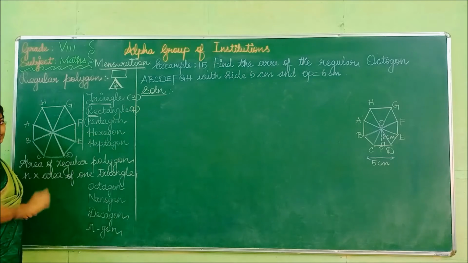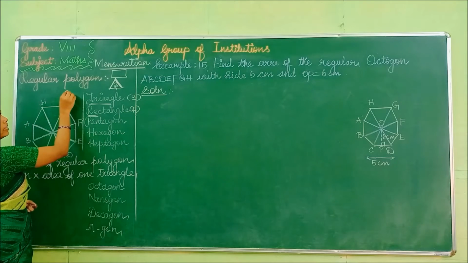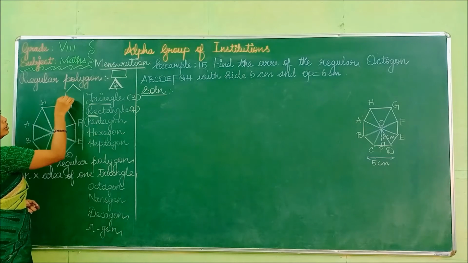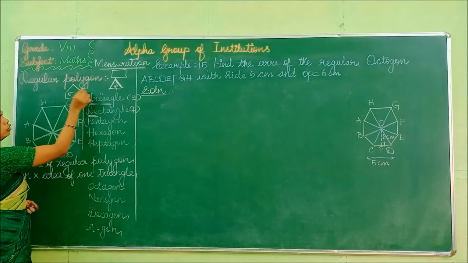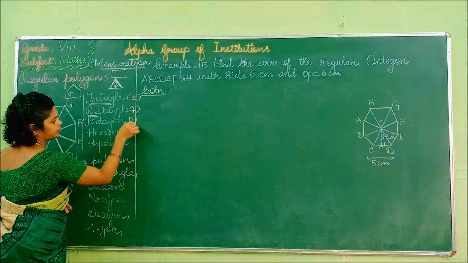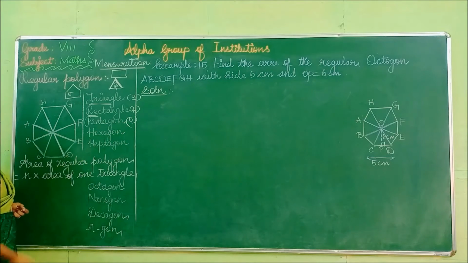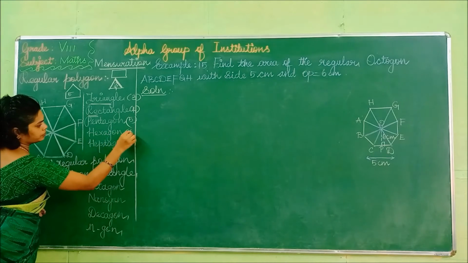And then pentagon. Pentagon means 5 sides. 1, 2, 3, 4 and 5. 5 straight lines forming a shape is called a pentagon. And hexagon. Hexagon means 6. 1, 2, 3, 4, 5, 6. 6 straight lines forming the shape is called a hexagon.